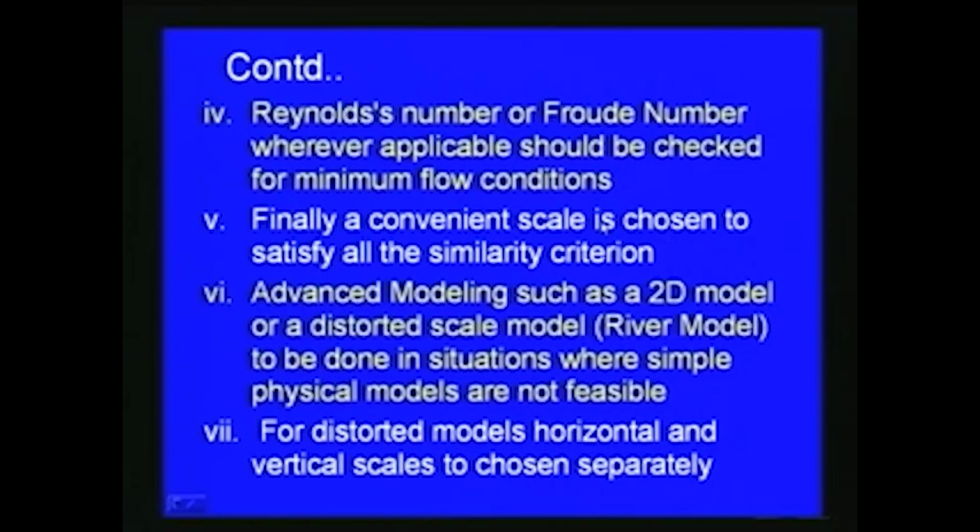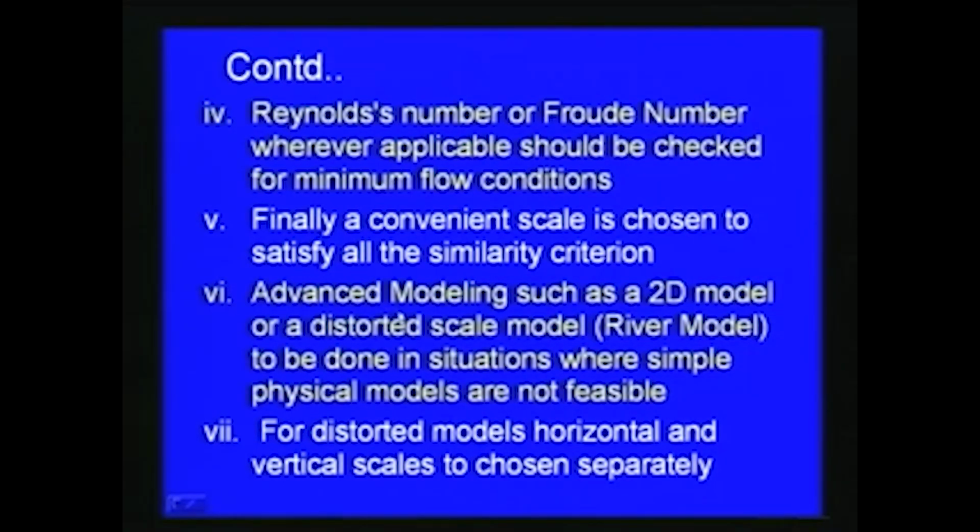The fourth step is that Reynolds number or Froude number, wherever applicable, should be checked for minimum flow conditions. This is very important. When we do modeling, with respect to the minimum flow conditions, we have to check whether the Reynolds number or Froude number, whichever is applicable, is achieved. So this is step number 4. And step number 5 is that finally a convenient scale is chosen to satisfy all the similarity criteria whichever way possible, like geometric, kinematic or dynamic similarity. That is the fifth step.